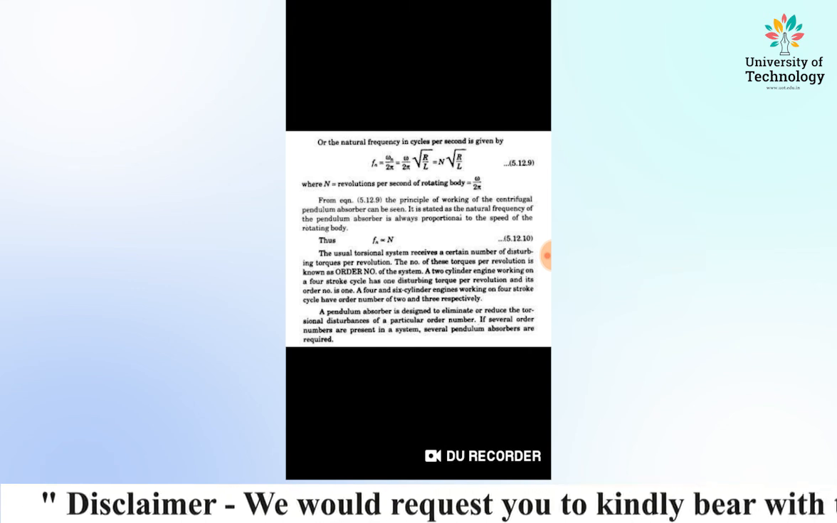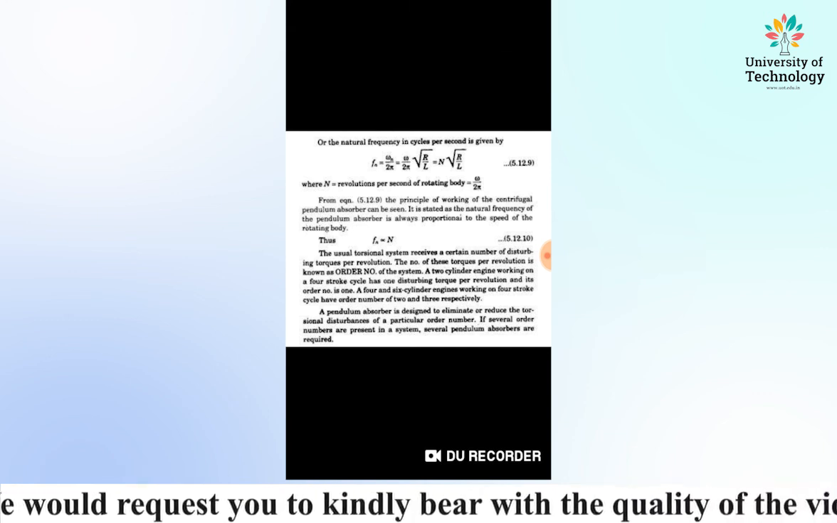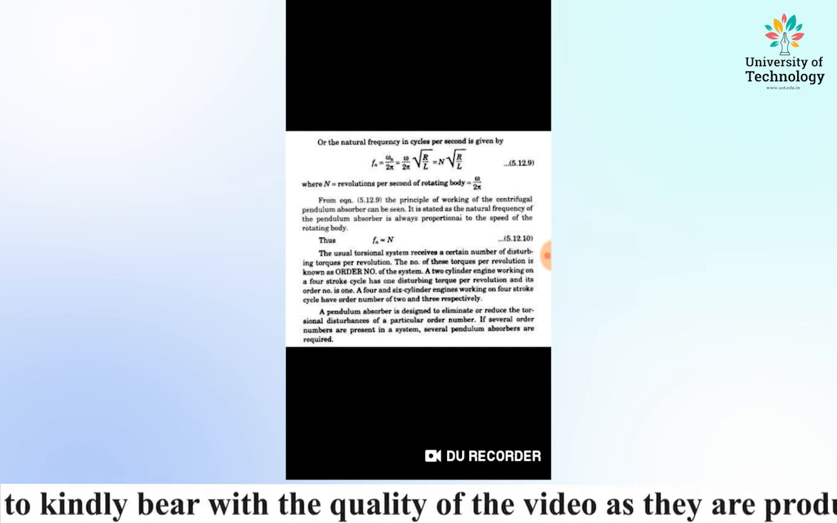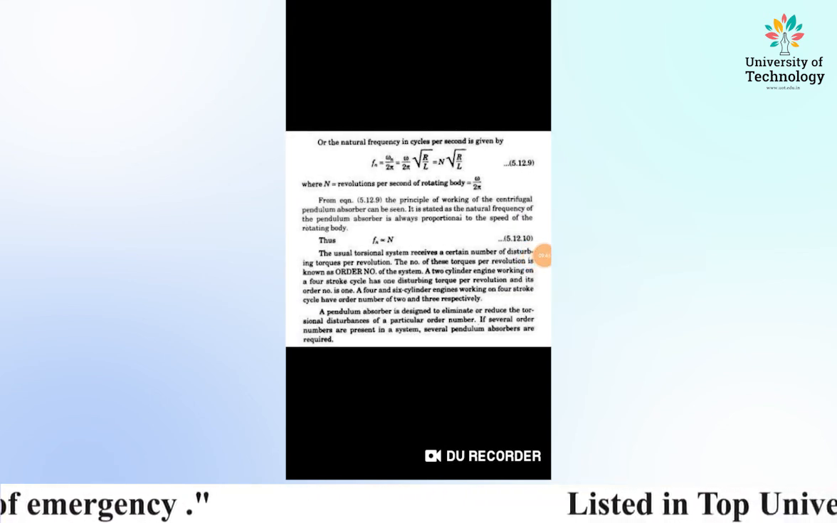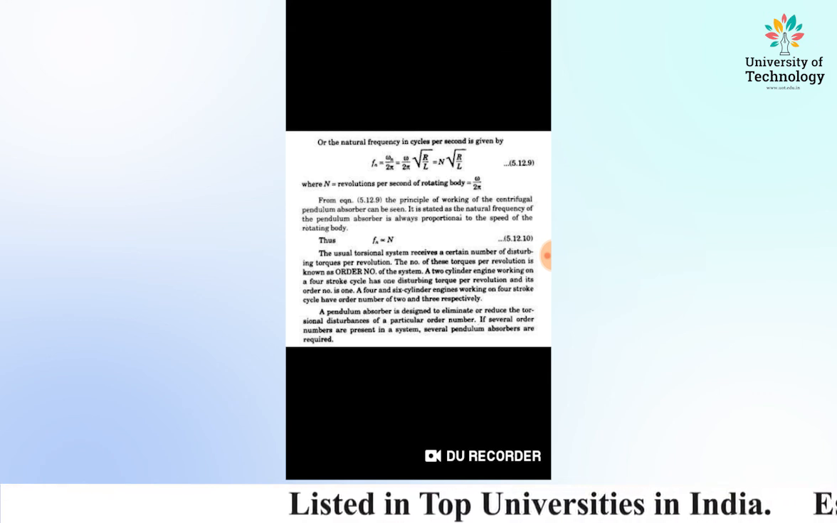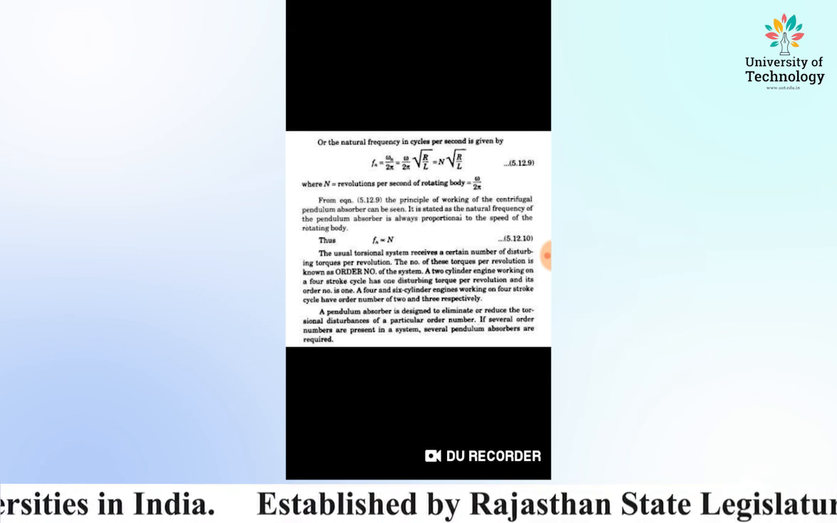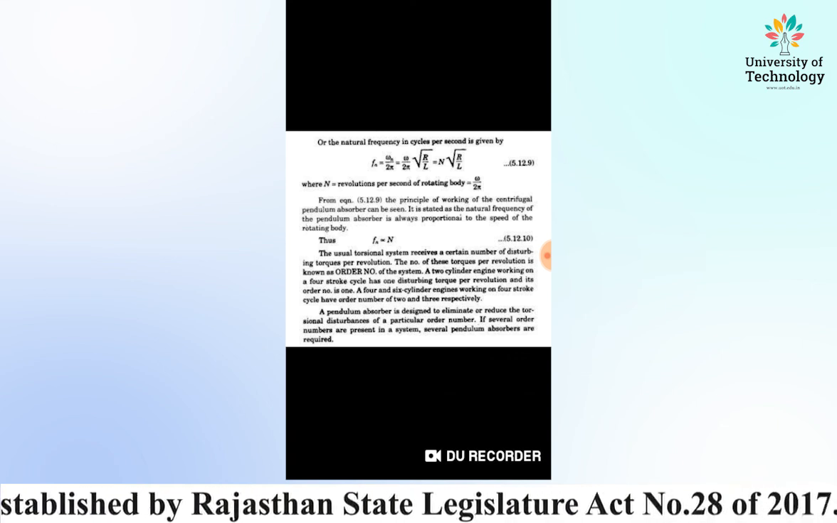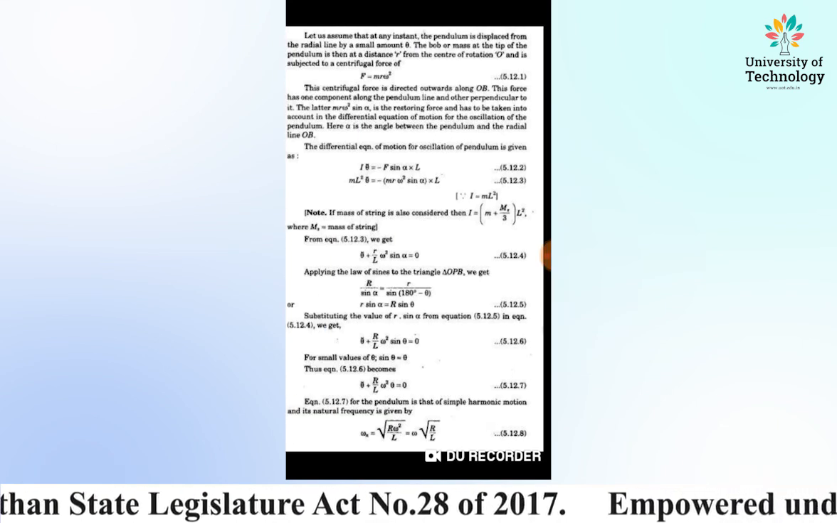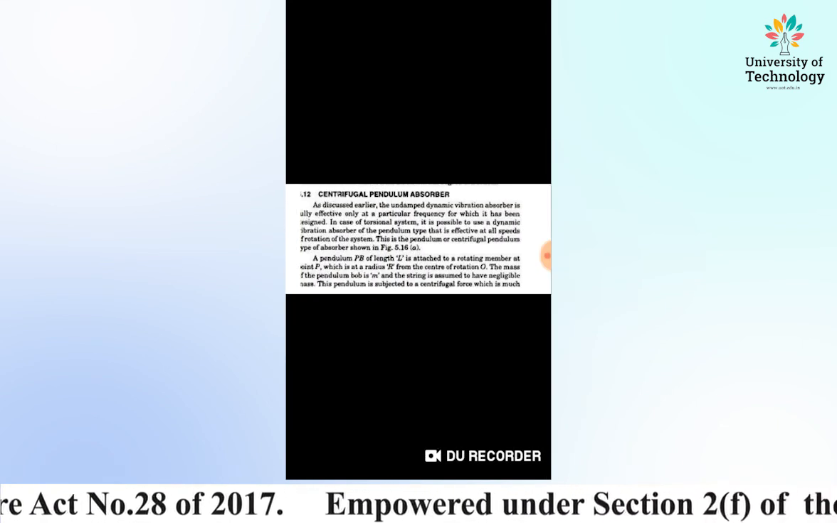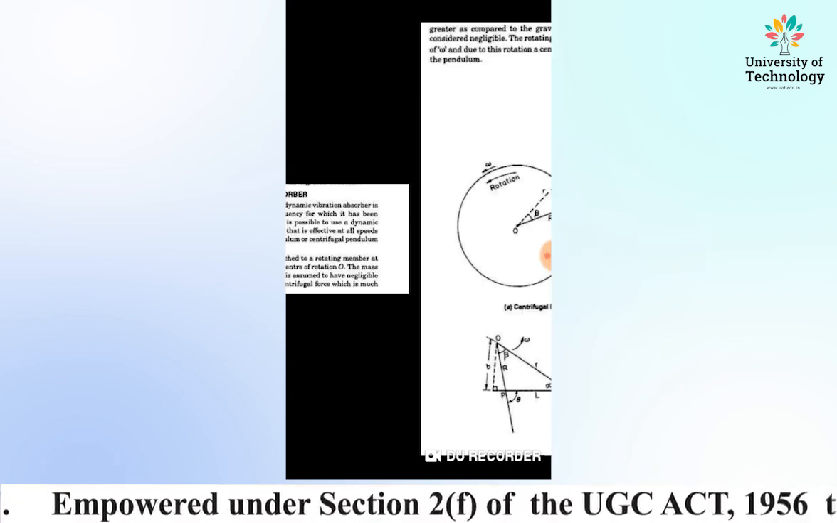A pendulum absorber is designed to eliminate or reduce the torsional disturbances of a particular order number. If several order numbers are present in a system, several pendulum absorbers are required. That is all about the centrifugal pendulum absorber.